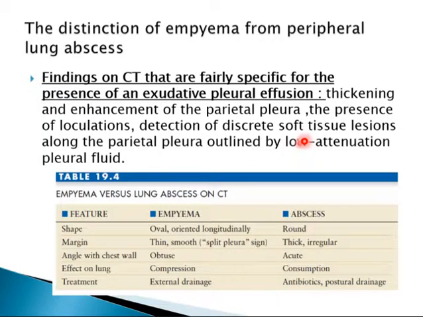And detection of discrete soft tissue lesions along the parietal pleura outlined by low attenuation pleural fluid. And this table summarizes the features to differentiate empyema from abscess. The shape of empyema is usually oval, oriented longitudinally, and the margin of this empyema is thin and smooth, what's called the split pleura sign, and the angle with the chest wall is obtuse and causes compression on the lung.